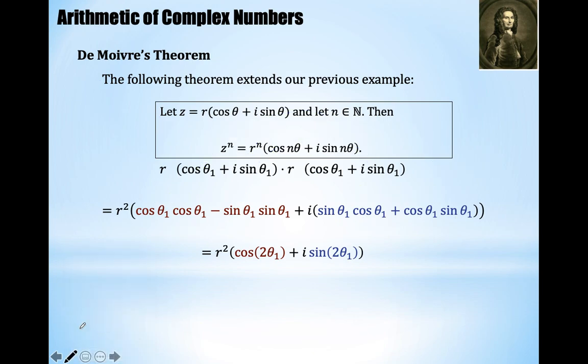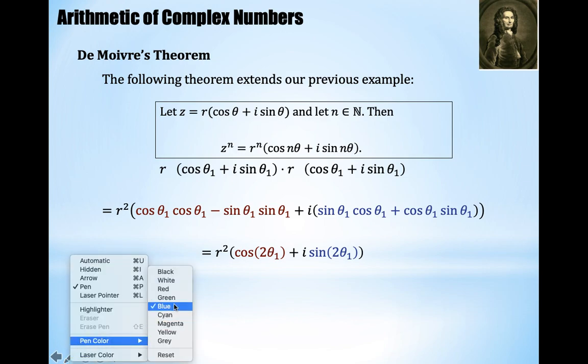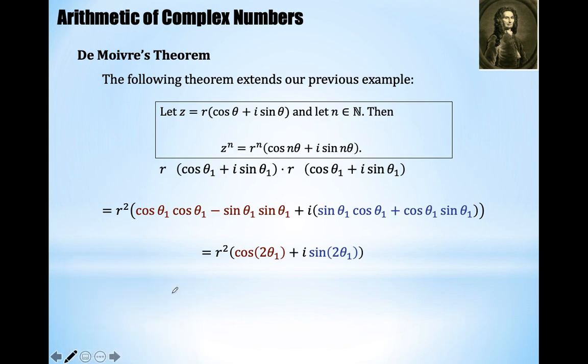So this works not just for squaring, but he proved that this goes on and on as long as n is an integer. Then it is true that raising a complex number to a power is equal to raising the radius to the same power and then multiplying theta by that n. So you have n here.